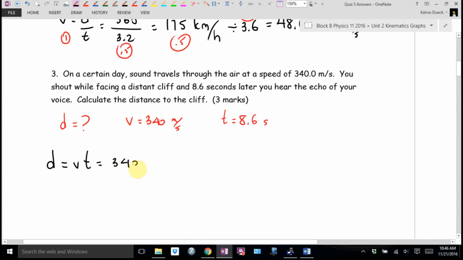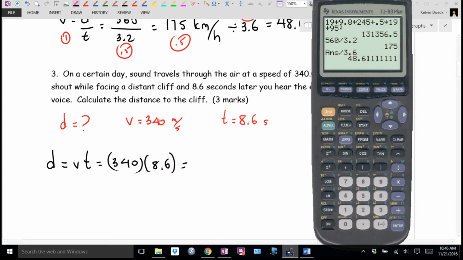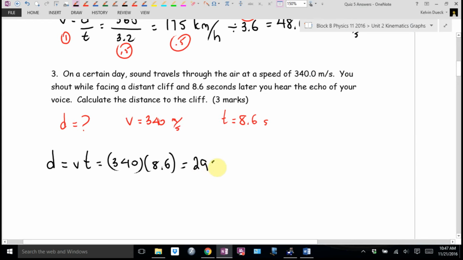It's going to be 340 times 8.6. Let's try that again, Mr. Duick. My 4 isn't working. 340 times 8.6, and I get 2,924. Why will that only give you 2 marks and not 3 marks?